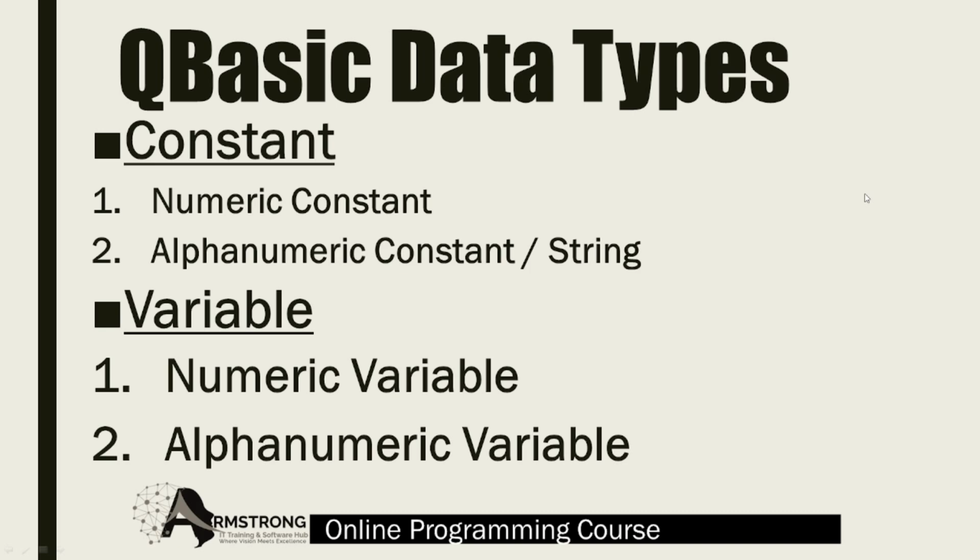Having said that, the second data type that you must know of in QBasic is called variable. And under the variable we also have two categories: the numeric variable and then the alphanumeric variable. So bear in mind that in QBasic these are the two types of data type that you must know of as a programmer. We have the constants and then the variable, and under the constant, as I said earlier, we have the numeric constant and then the alphanumeric constant known as string. And the variable being the second one, under it we have two categories: the numeric variable and the alphanumeric variable.